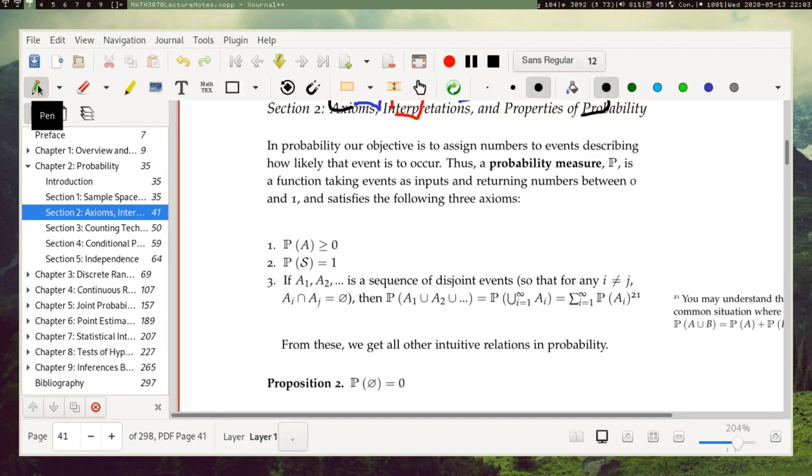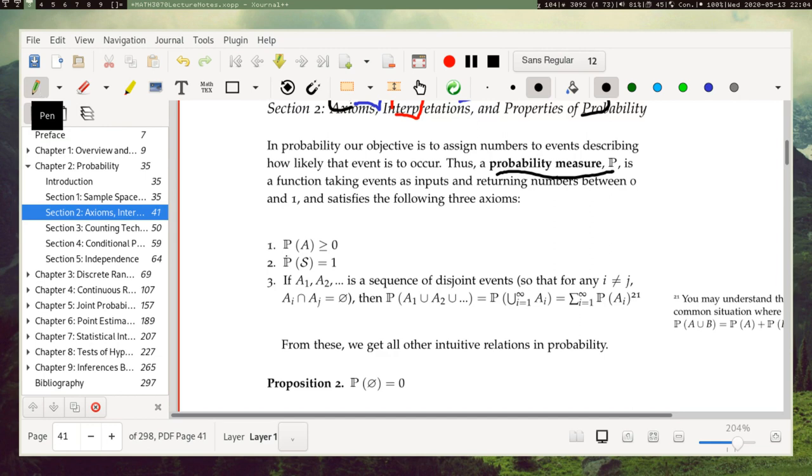So we have what's known as a probability measure, P, and this is a function. It's a function that takes events as inputs and returns numbers between 0 and 1 and satisfies the following three axioms. And axioms are things that are true basically because we say so. They're almost similar to assumptions. Maybe you remember axioms from geometry, but the idea is that we have some starting things that we simply say are true because they are almost self-evident.